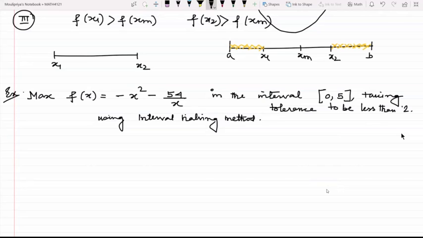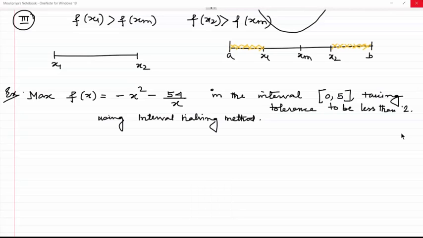So please tell me, what is the very first thing that we are required to do? So far, the problems that we had done, we minimized the functions, correct? This is a problem where we need to maximize the given function. So what is the first step that we need to take?